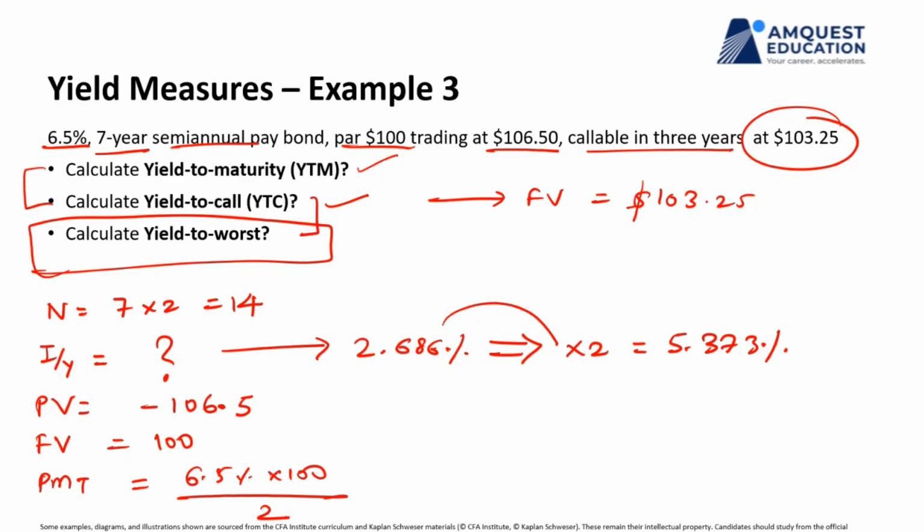For yield to call, it is 5.74. Yield to call 5.74. Let me just do this. So only the face value will change, and one more variable is going to change.